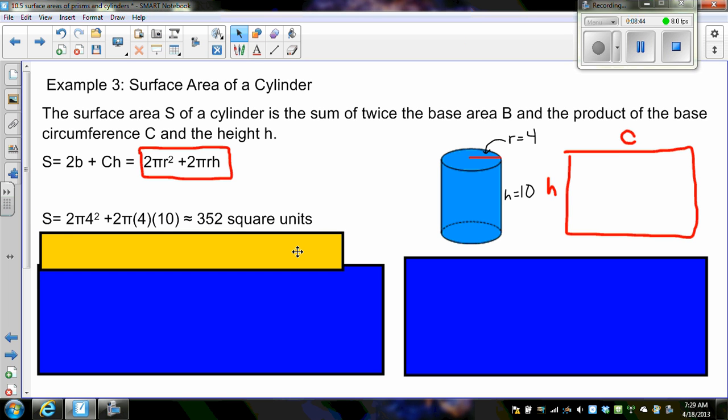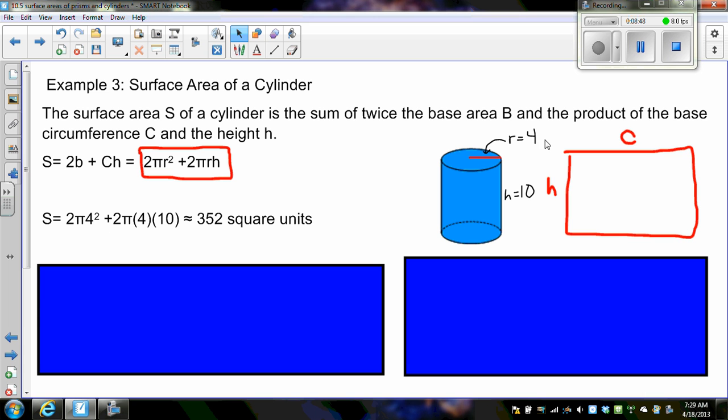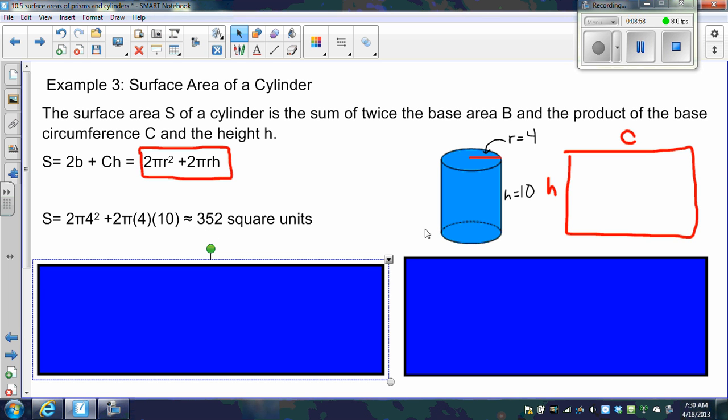So now we can substitute what we know. So 2 pi times 4 squared, plus 2 pi times r, which is 4, times the height, which is 10, gives us approximately 352 square units.